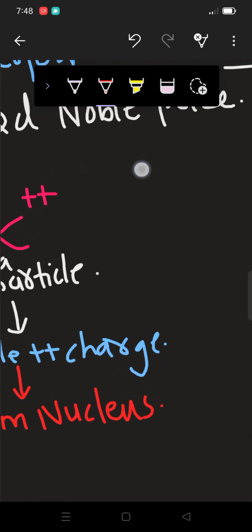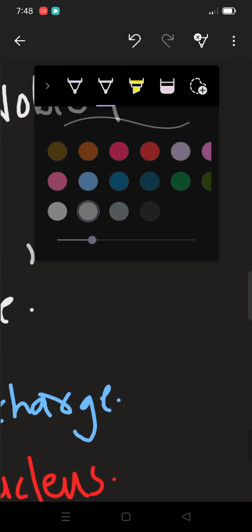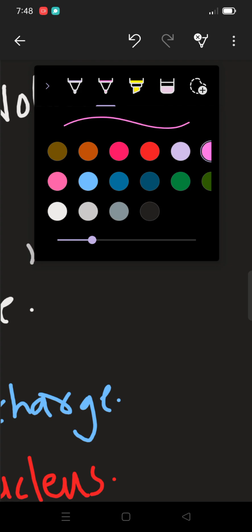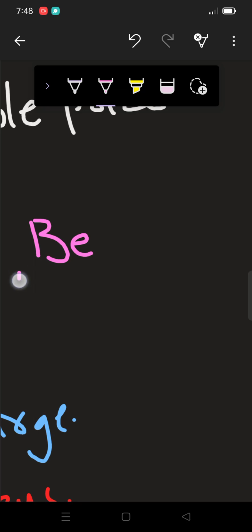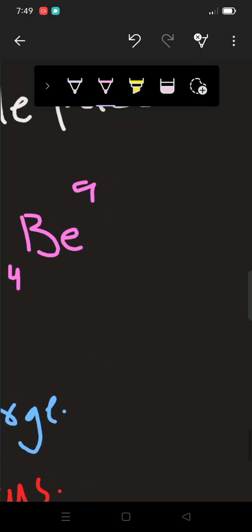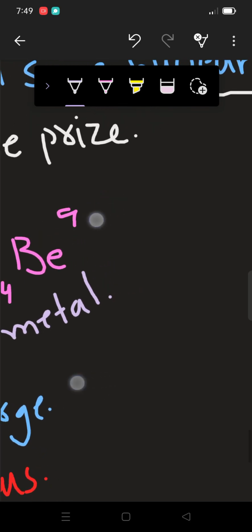And what else did he take? He took beryllium. Beryllium is a metal, right? He took beryllium which has atomic number 4, which means it has 4 protons and 4 electrons as well, and it has mass of 9, right? Mass of 9. He took beryllium, which is the metal.